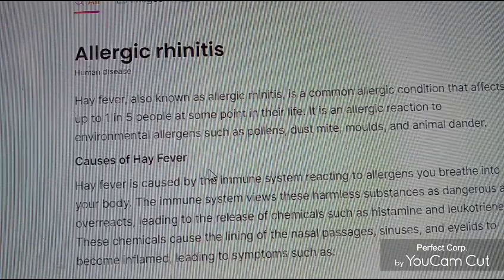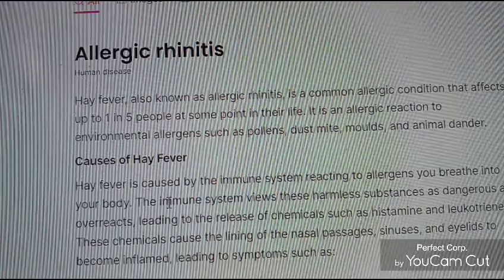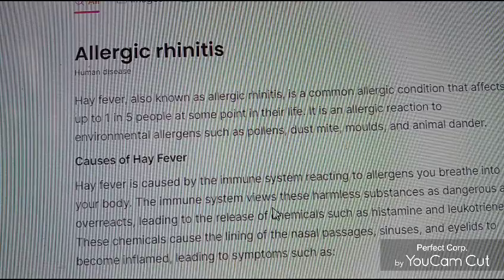So, cause of hay fever. This is experts talking. Hay fever is caused by immune system reacting to allergens you breathe into your body. Well, number one, you don't get allergies only through air. Okay, so right away here is a caca story. So the immune system views these harmless substances as dangerous. Okay, so again, the fault is immune system that basically mischaracterizes the substances that come into our body.